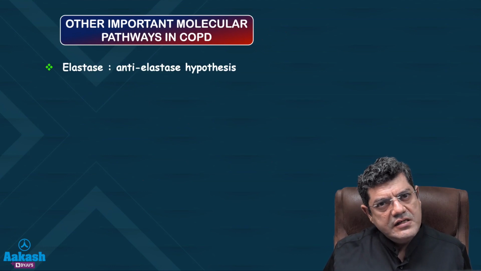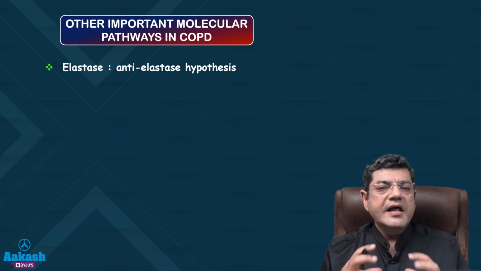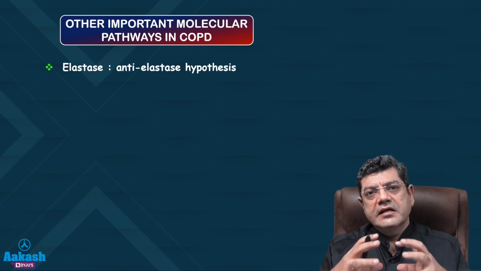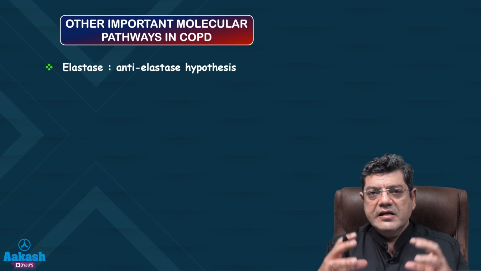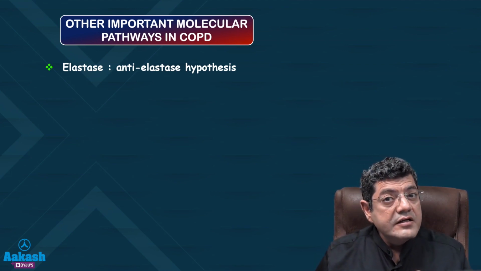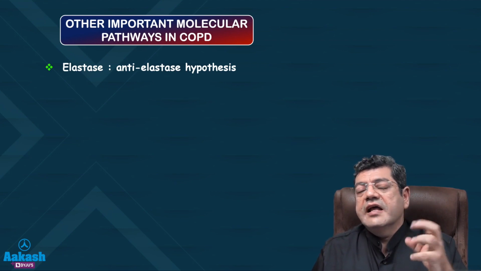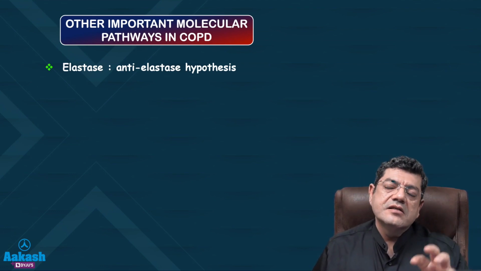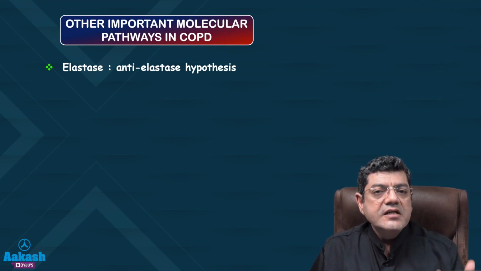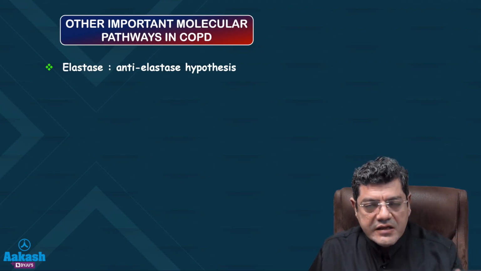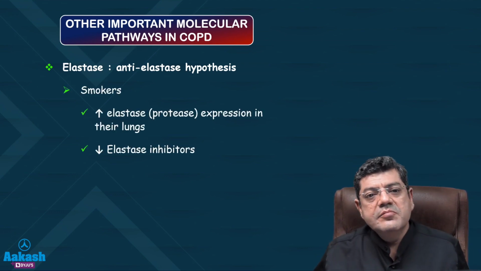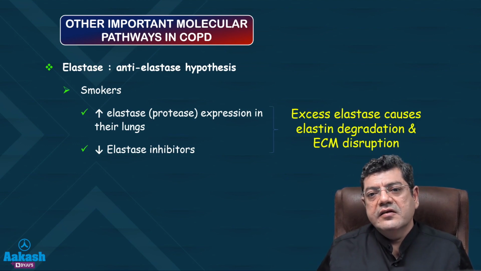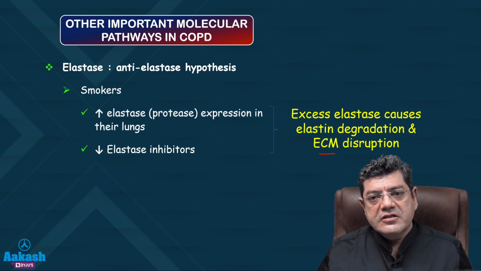Okay. Elastase, anti-elastase hypothesis. There is supposed to be a balance between proteases and anti-proteases. Alpha-1 antitrypsin is a naturally occurring inhibitor of neutrophil elastase. So when it is deficient, in the alpha-1 antitrypsin deficient patient, you will have emphysema even if the patient is a non-smoker. This is the same imbalance that occurs in smokers. In smokers, there is an increased lung expression of elastases and a decreased expression of anti-elastases. That imbalance will therefore favor degradation or breakdown of elastin and therefore cause disruption of the extracellular matrix.